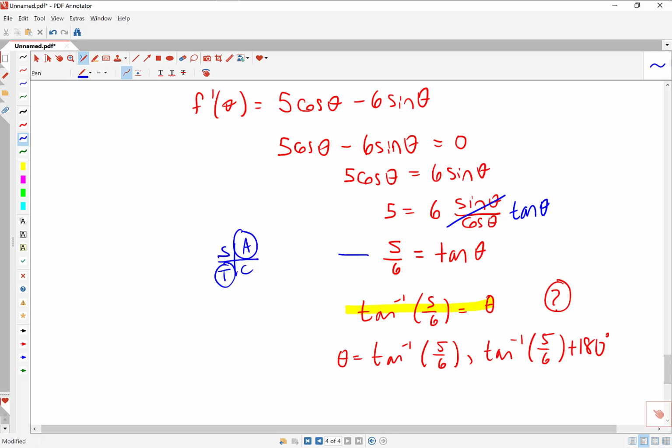So from this step, where we say tan theta equals 5 over 6, the correct thing to do is to recognize that there are going to be 2 different solutions. One of them is the more obvious solution where theta equals arctan of 5 over 6, but the other one is that angle plus exactly 180 degrees.